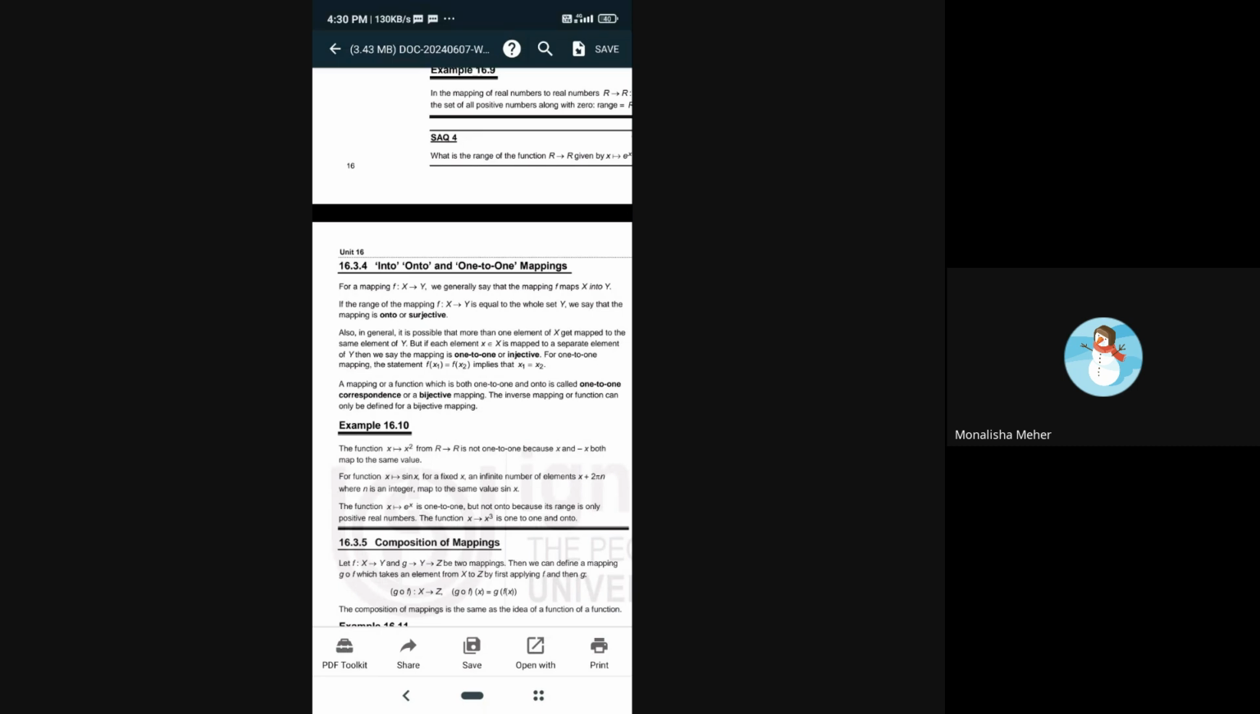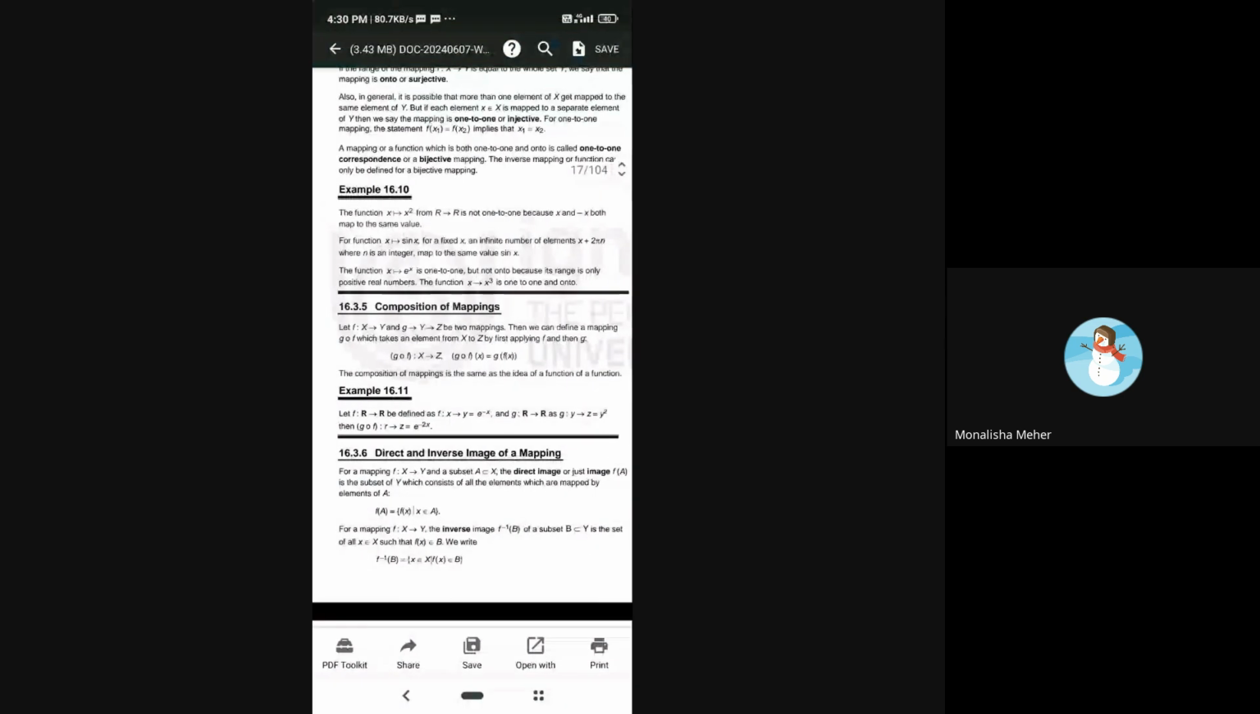The inverse mapping or function can only be defined for a bijective mapping. Here is an example. Then composition of mappings. If f maps X into Y and g maps Y into Z, then we can define a mapping g o f, which takes an element from X to Z by first applying f and then g. So g o f maps X into Z, with (g o f)(x) equal to g(f(x)). The composition of mappings is the same as the idea of a function of a function.